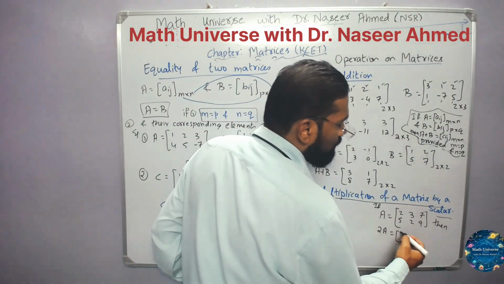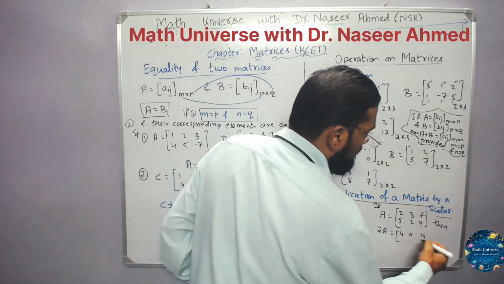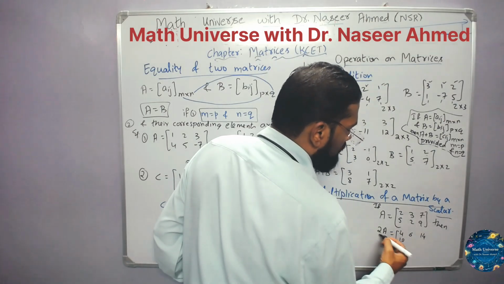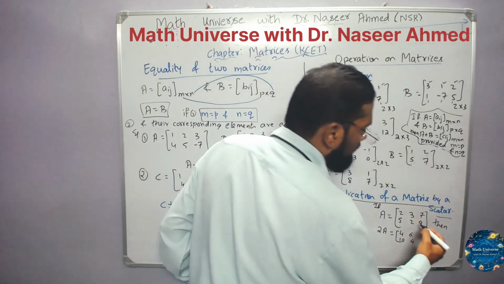So 2 into 2, 4. 2 into 3, 6. 2 into 7, 14. 2 into 5, 10. 2 into 2, 4. 2 into 9, 18. What's the order of this?